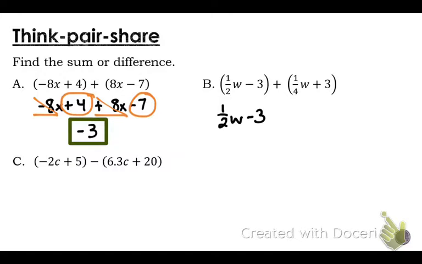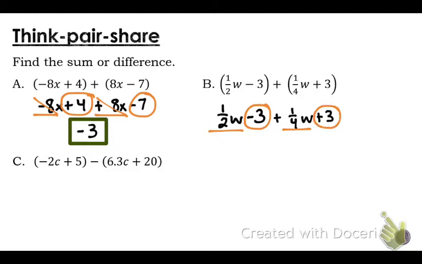Do I need to keep the parentheses on this second term, class? No. How come? Because it has a plus. It's only a positive on the outside, so I can drop everything down with no more parentheses. Hope, what are my like terms? Half W? 1/4 W?